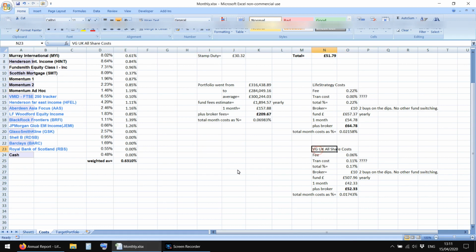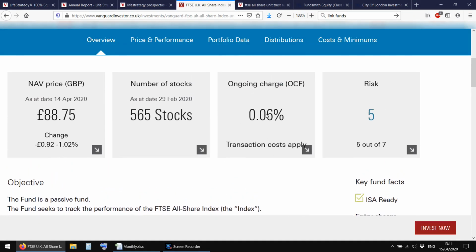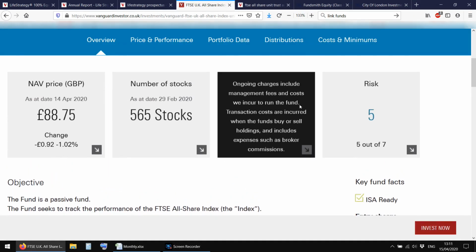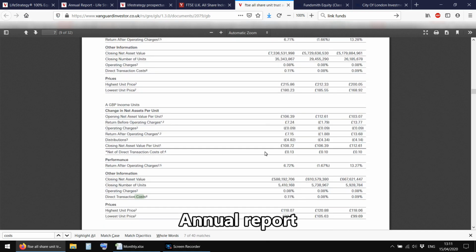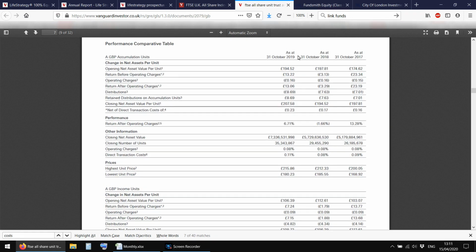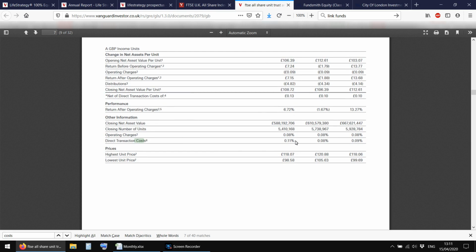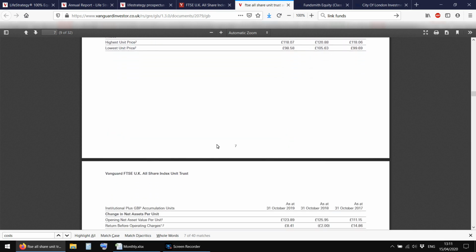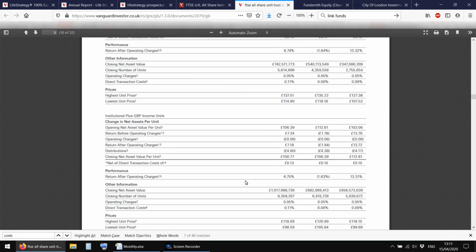But then when I've gone to the Vanguard UK All Share one, let's see if the wording's different on this one. Transaction cost 0.06% and costs we incur to run the fund. Yeah, see, that's the same wording. But when I go to the prospectus here, on a similar line, where is it? Oh yeah, it's there. So this is for 2019, 18 and 17. I've got 0.11% for transaction costs. The footnote doesn't tell me anything unusual. Direct transaction costs have been calculated against the average net asset value for the financial year. So I'm a bit confused.